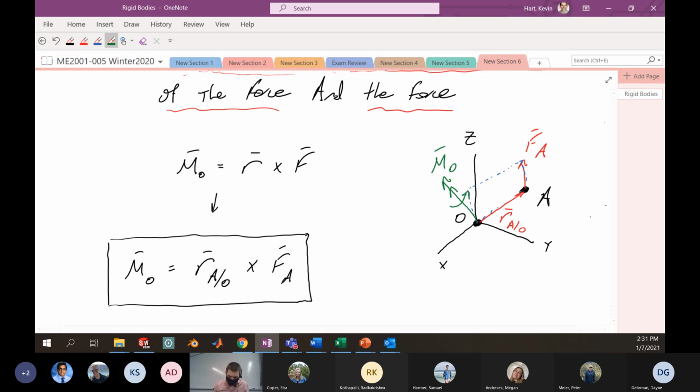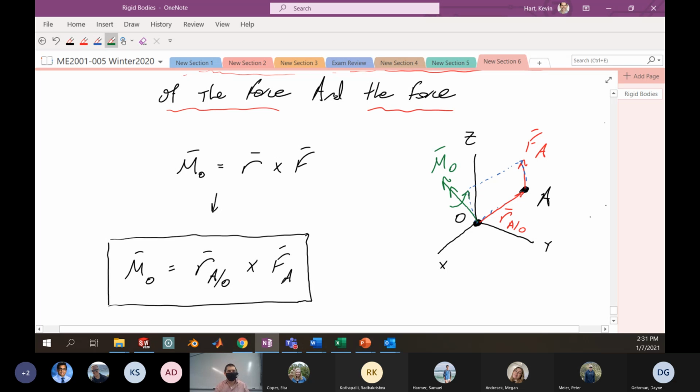And remember when I first introduced moments, we said that we could show moments on our free body diagrams or in space using either this rotating, curved arrow to indicate the direction that you're twisting, or the double arrow, which is the axis of rotation. That would be like your thumb in the right-hand rule as you're curling your fingers around R cross F. That's the general idea there, okay? So my moment here is the position vector R crossed with the force at A.